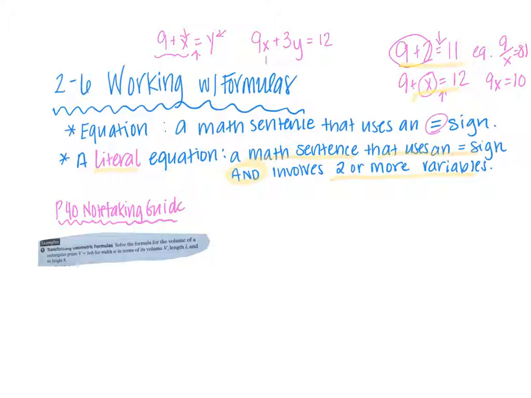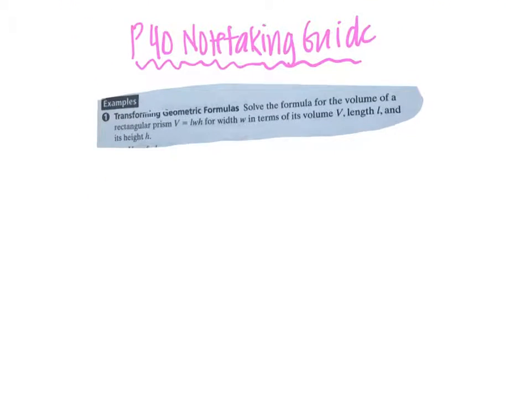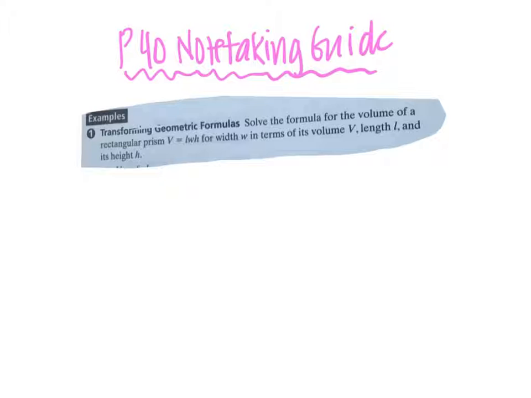So let's look at making literal equations and solving problems. If you're on page 40 of your note-taking guide, let's look at example number 1. All right, this is where you have a geometric formula. This is asking you to solve the formula for the volume of a rectangular prism, and they give you your formula, and they ask you to solve it for width. This part is critical. That's what I'm solving it for. And it's in terms of its volume, length, and height.